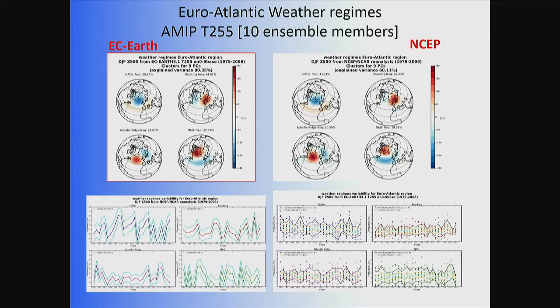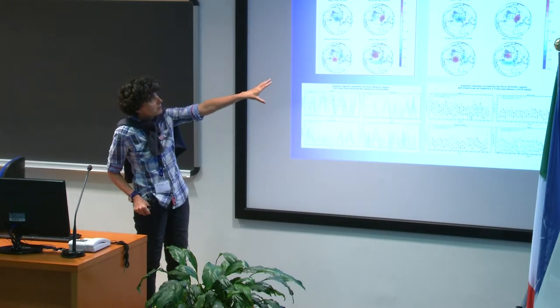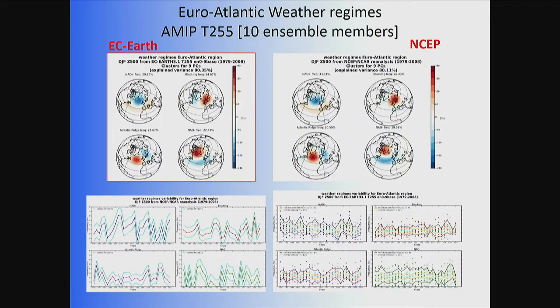So first question: how well are the EC-Earth simulations able to reproduce the observed weather regimes? On the left, you can see the weather regimes that I showed before: the positive NAO, the Scandinavian blocking, the Atlantic ridge, and the negative NAO, as in NCEP reanalysis and ERA-Interim. And here is how they are reproduced in EC-Earth T255. It's not written here, but the average of the spatial correlations between these patterns and the patterns in NCEP is very high, more than 0.95. So we can be really satisfied with this simulation.